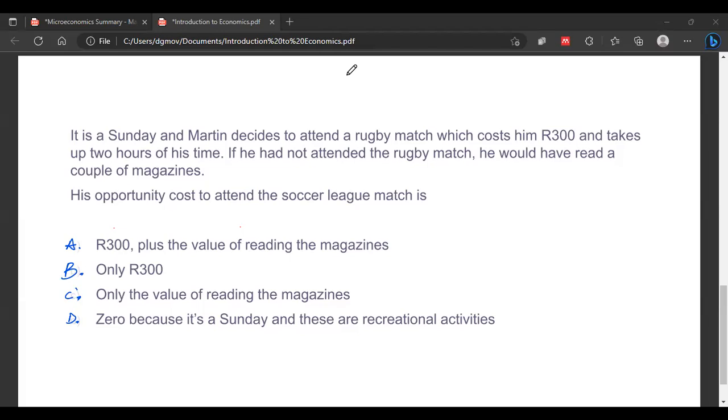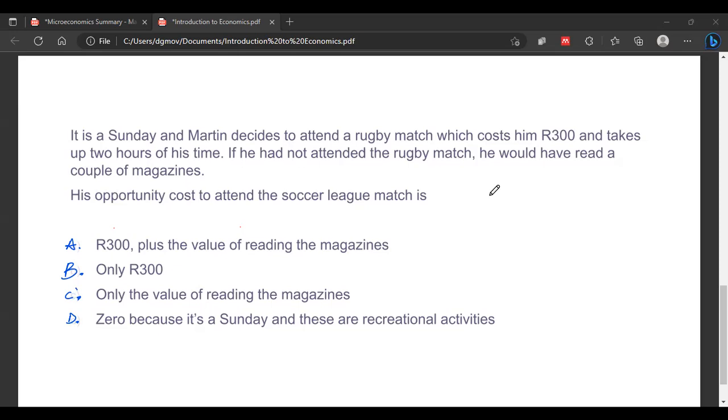So the first part is correct. He's spending 300 rand because he could have used it elsewhere. Yes, okay, thank you. My answer will be A, because he chose to go to a rugby match that will cost him 300 rand and take him 2 hours, which would have been the value he would have used to read the magazines.